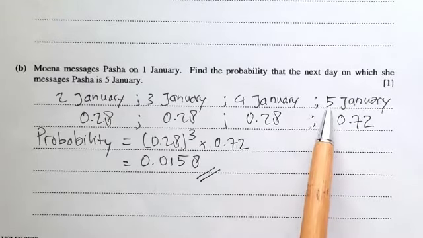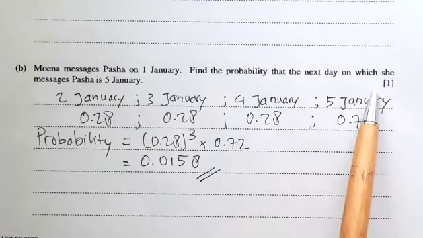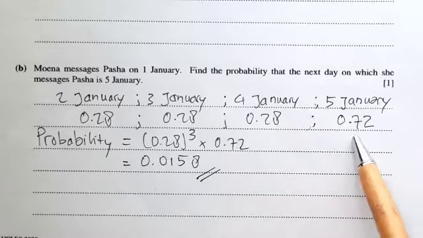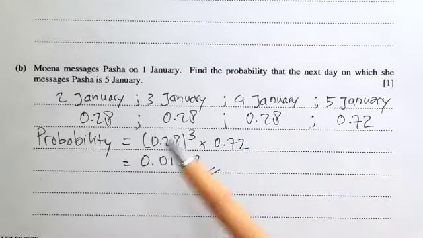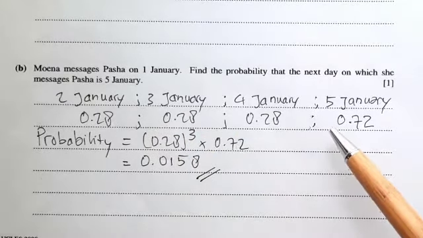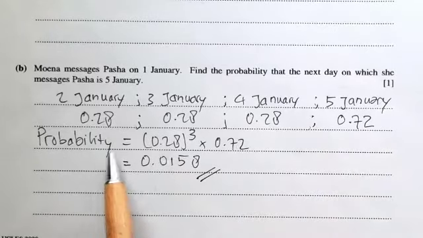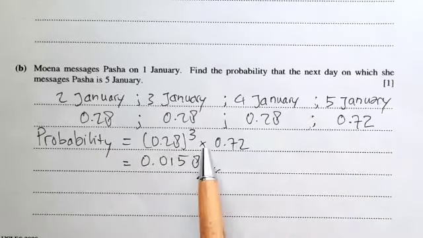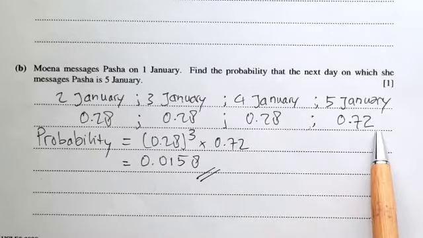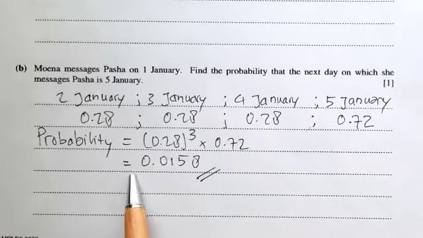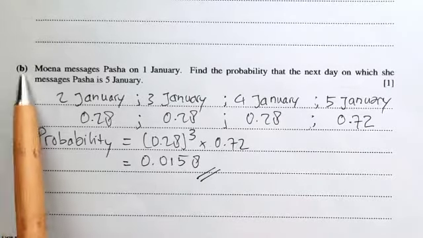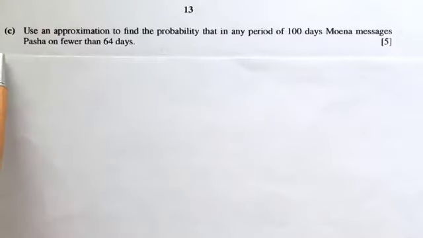And 5 January there is a message, thus the probability is 0.72. Thus all the probabilities are multiplied, so the probability equals 0.28 to the power 3, 1, 2, 3, times 0.72, which is 0.0158. This is the answer for question B.